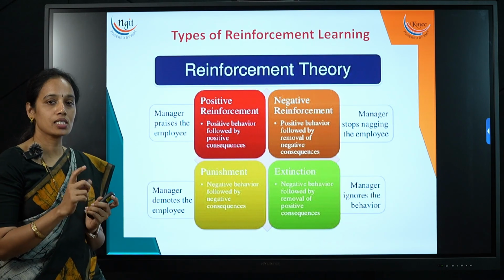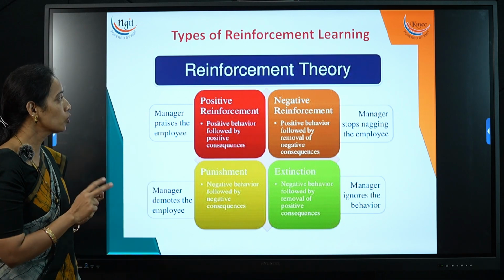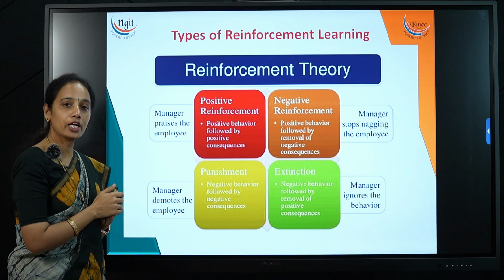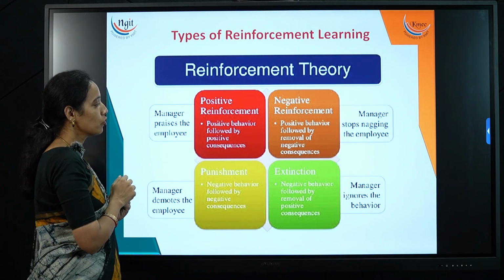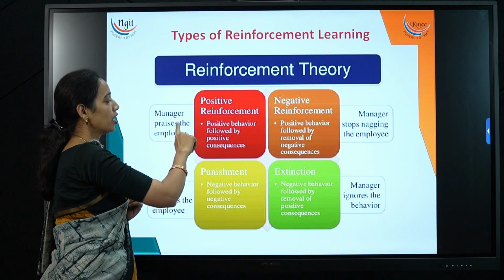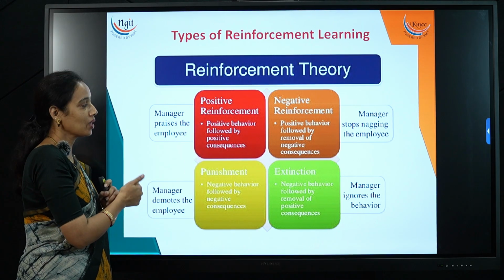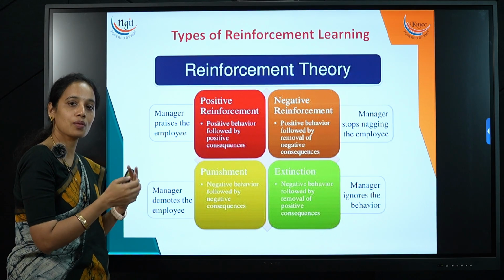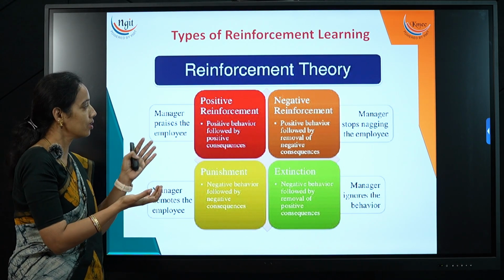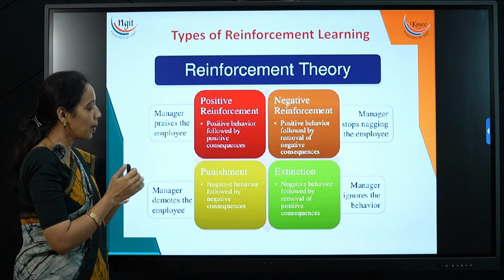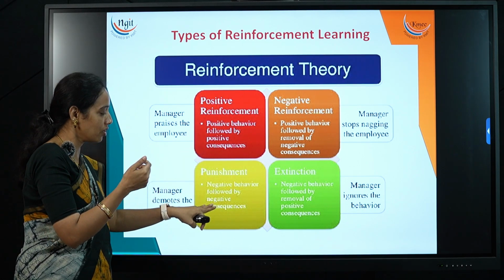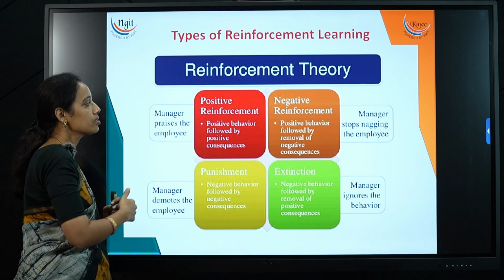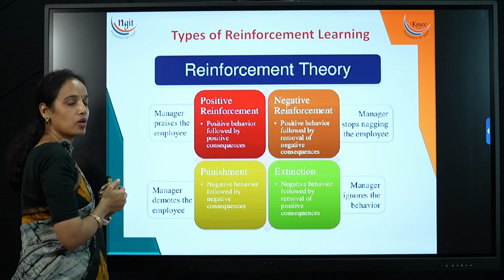Now, the next one is types of reinforcement learning. We have two types of reinforcement learning: one is positive reinforcement learning and one is negative reinforcement learning. In positive reinforcement learning, positive behavior is followed by positive consequences. For example, a manager praises the employees in an organization. And punishment, that is negative behavior followed by negative consequences, for example a manager demotes the employee, comes under this positive reinforcement.